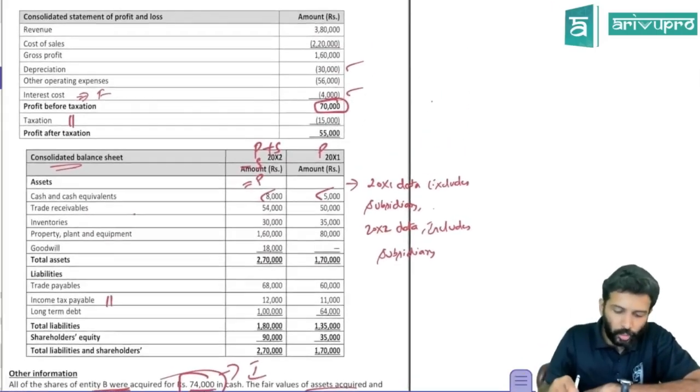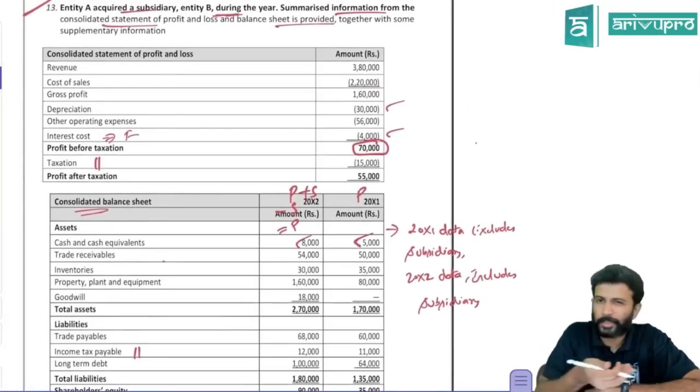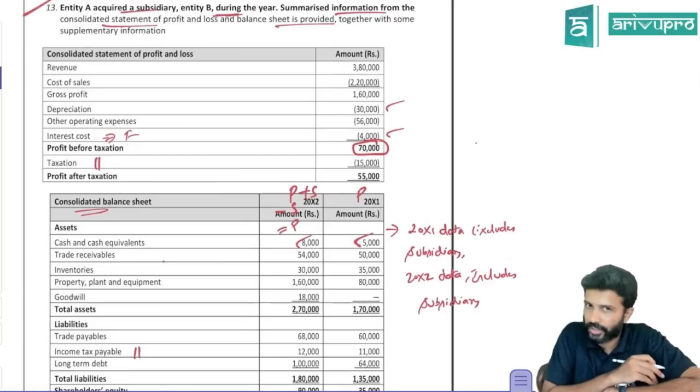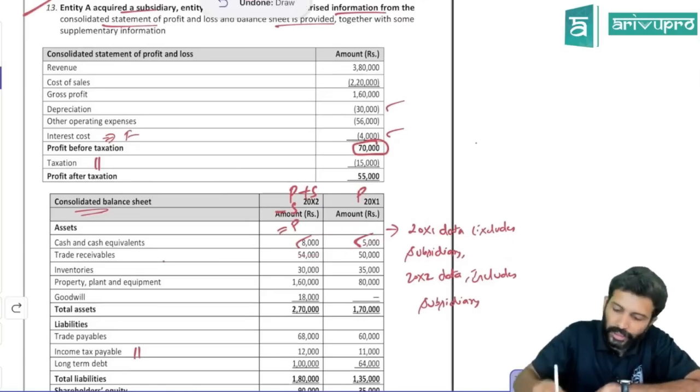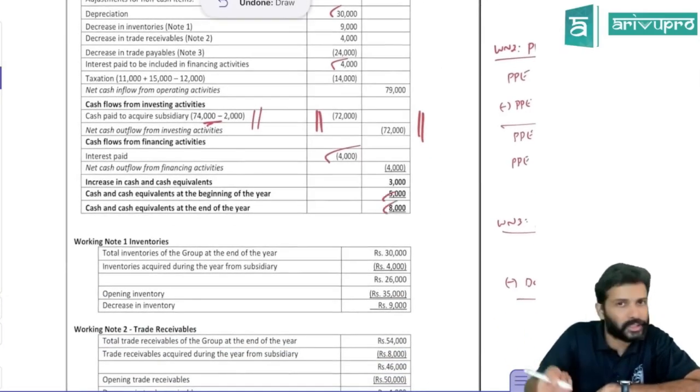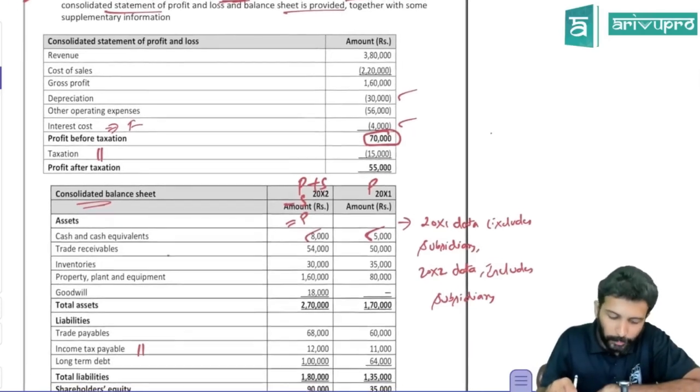Now the usual opening cash balance is what? All the subsidiary's data we have excluded because we have considered it separately. This is 5, this is 8. So the opening cash balance is 5, and the closing is 8, which we have been given. Now do the comparisons one by one.